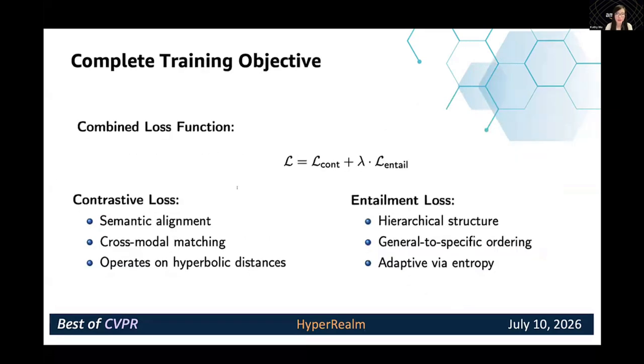Our complete training objective combines both losses, the contrastive loss plus lambda times the entailment loss. The dual objective framework simultaneously optimizes for semantic alignment and hierarchical consistency. The beauty is that both objectives work together harmoniously. They do not fight each other because they are capturing complementary aspects of multimodal relationships.